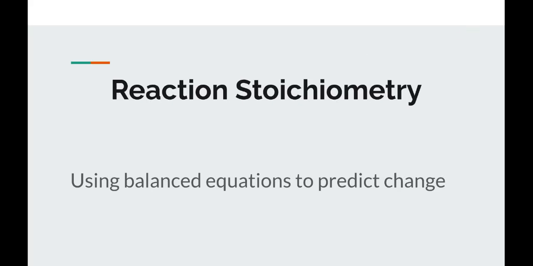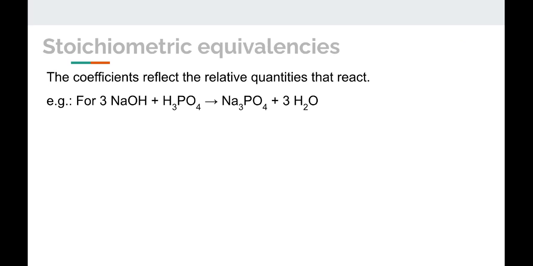In this video, we're going to look at reaction stoichiometry, which is how we can use the balanced equations that we've now learned how to make to predict quantitatively how many moles or grams of a substance will be formed or used up in a chemical change. The key to using stoichiometry is to understand the concept of stoichiometric equivalencies.